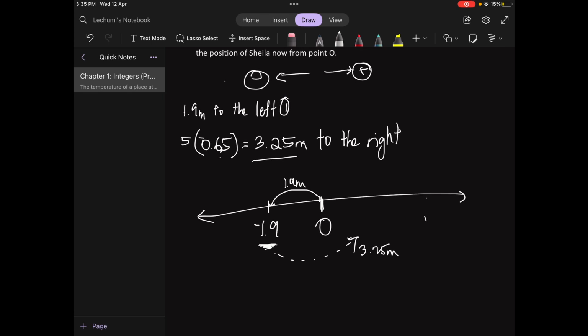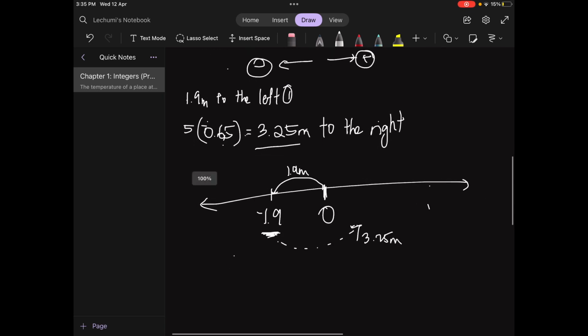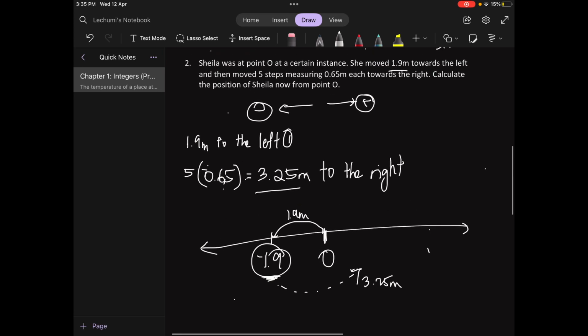So for those who have not watched my previous video, I would highly recommend you to watch it now, pausing this video, because what I'm going to say next is going to be heavily related to that. Alright, I hope you have watched it. Do you remember in the previous video I talked something about position and action? So as you see, -1.9 is the position. Then adding 3.25, which is moving 3.25 meters to the right, is the action.